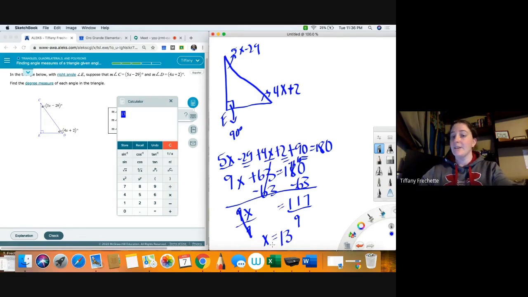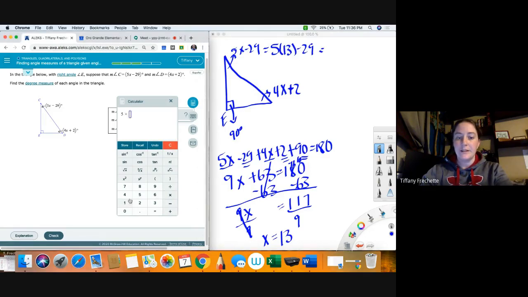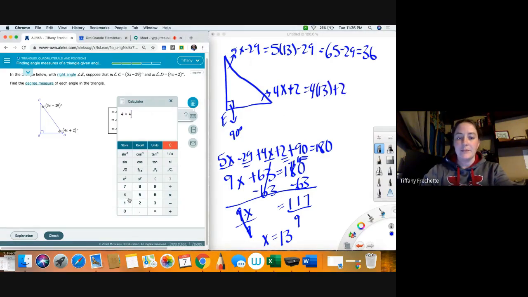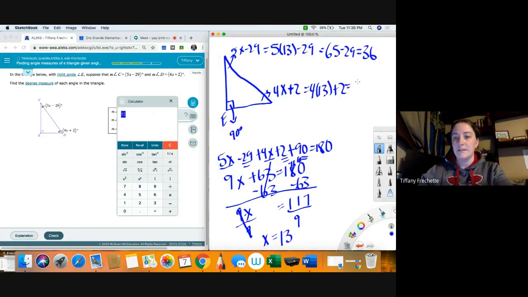All right, again, they're not asking us what x is. We need to bring this back up and plug it in. So this is going to equal 5 times 13 minus 29. So we have 5 times 13 equals 65, minus 29. So minus 29 is 36. And one more, so we have 4 times 13 plus 2. So 4 times 13 is 52, plus 2 is 54.